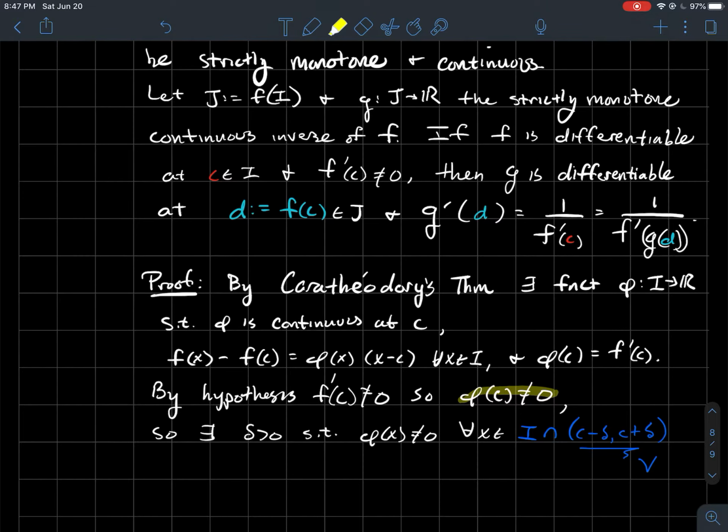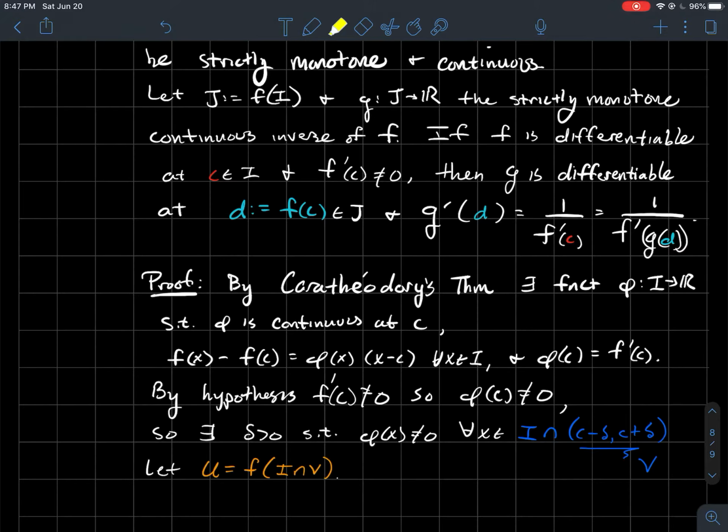So phi can't be just non-zero at one point. There should be some whole neighborhood where phi is non-zero. So what can I say? There exists some delta such that phi of x is non-zero for all inputs that are in this interval here, which is the domain of f intersected with, again, this little interval around c.